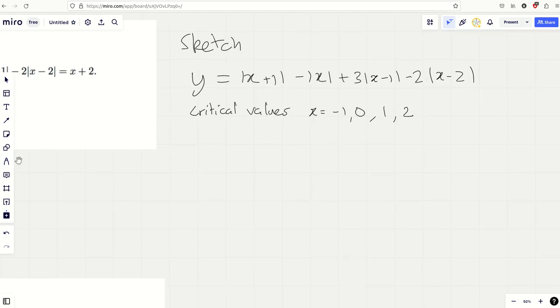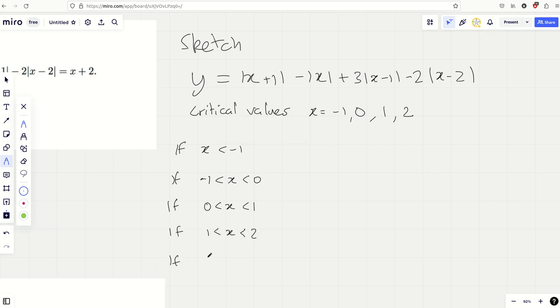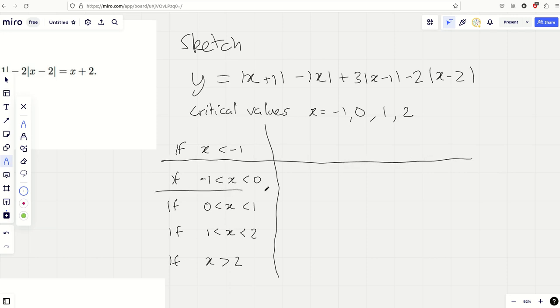Now, what that means is we can be really systematic. We can basically work out what is going to happen when x is less than minus 1, what is going to happen when x is between minus 1 and 0, what's going to happen when x is between 0 and 1, 1 and 2, and then finally if x is bigger than 2. And I'm going to have a little table for this. Let's set up a giant table, because this table's really going to help me.